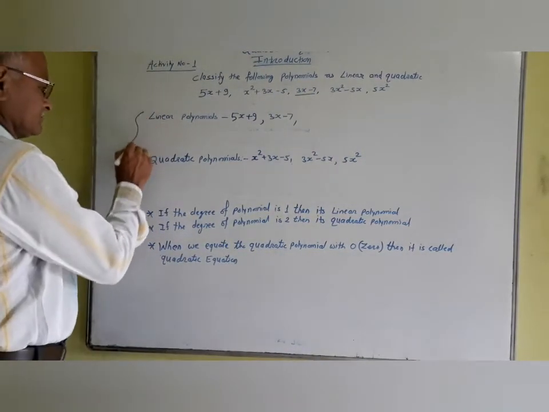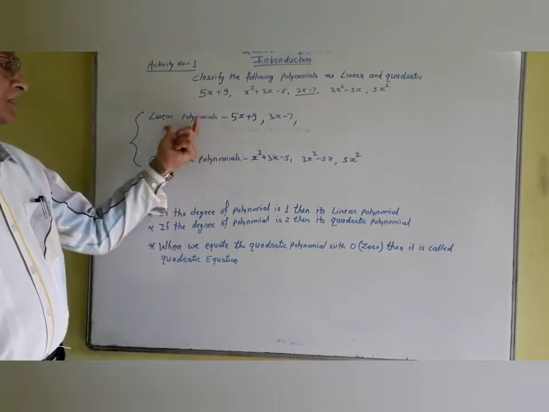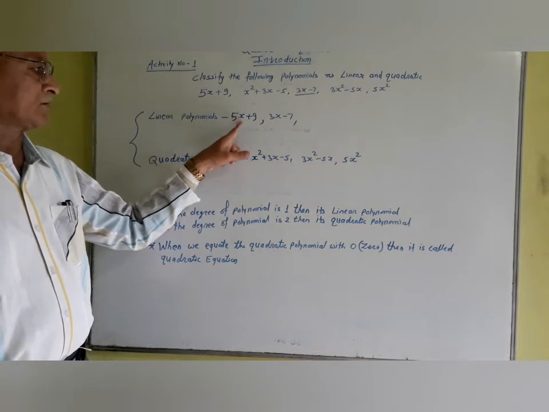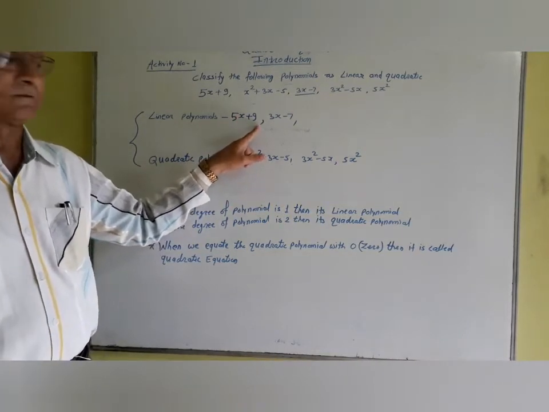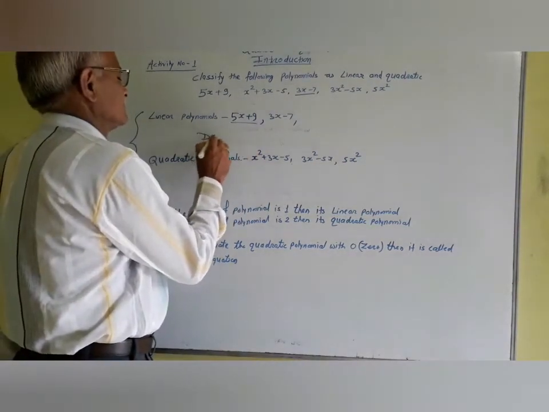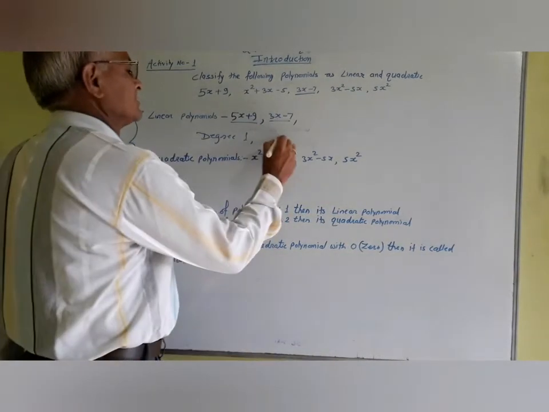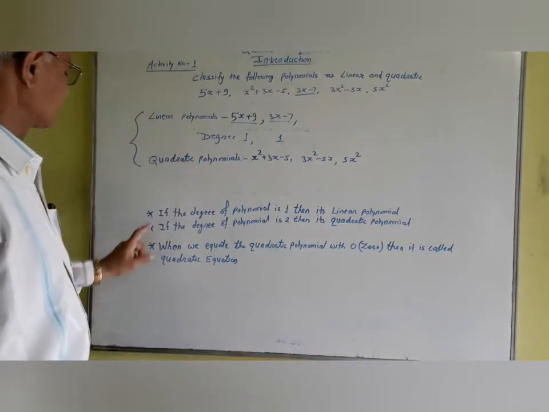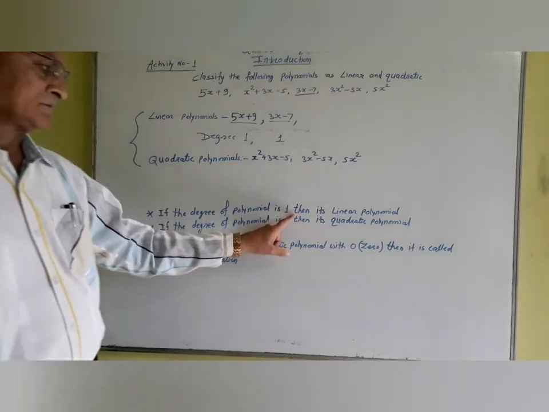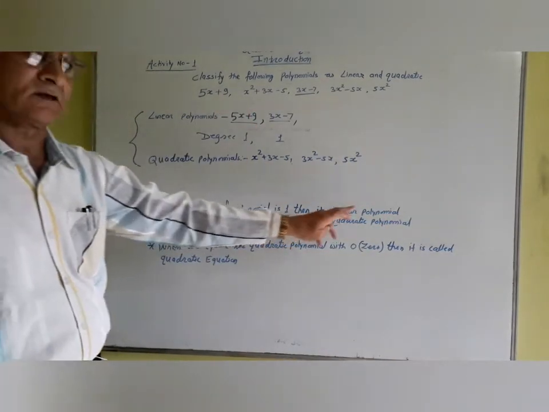From this classification, which are called the linear polynomials and which are called the quadratic polynomials? In a linear polynomial, the degree of the polynomial is 1. The degree of the polynomial 5x + 9, meaning the highest power of the variable, is 1. Here 3x - 7 is also degree 1. Hence we conclude that if the degree of the polynomial is 1, then it is called a linear polynomial.